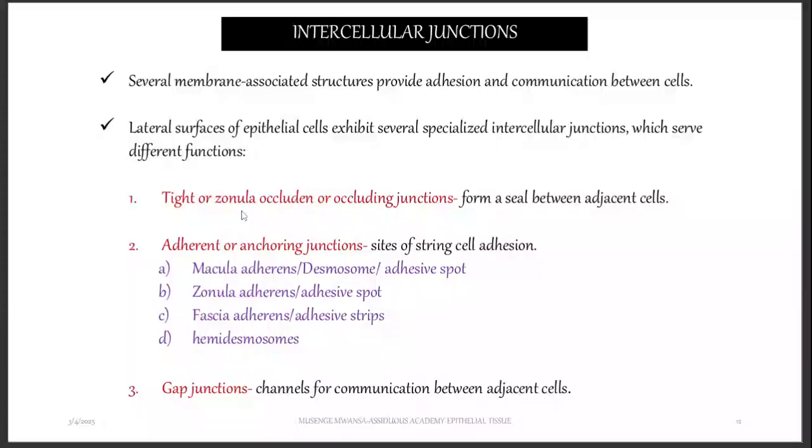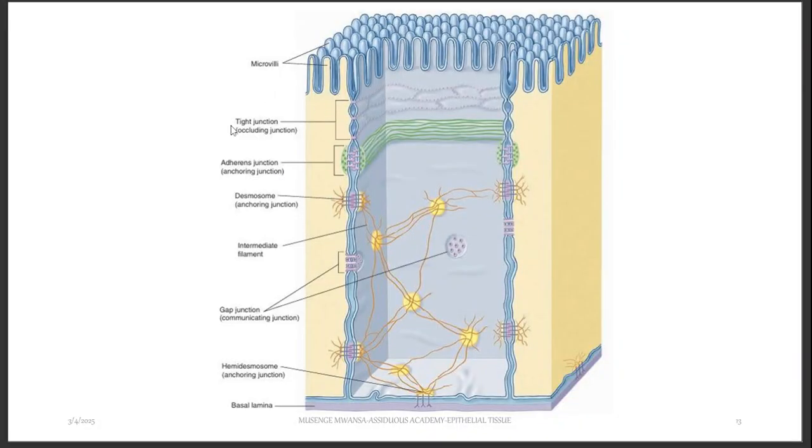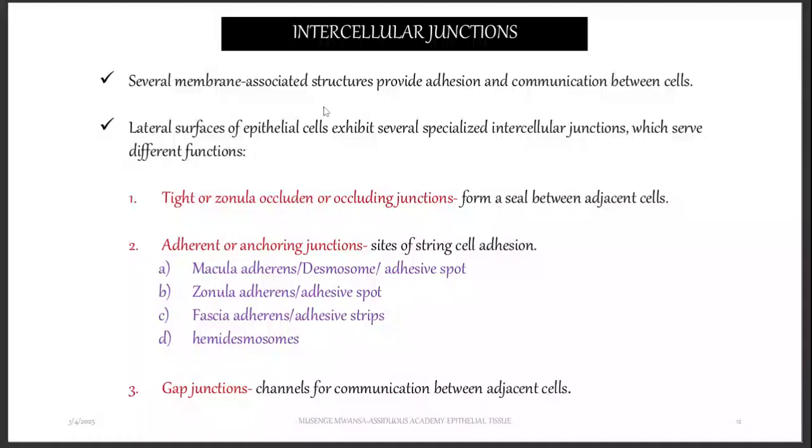When you look at the epithelial cell, the tight junctions are the topmost when it comes to connecting two epithelial cells. And then you have got adherent or anchoring junctions. The anchoring junctions hold one cell to another cell or hold a cell to the basement membrane. So you have, for example, the desmosomes. The desmosomes will hold one cell to another cell, while the hemidesmosomes will hold one cell to the basement membrane, which is down.